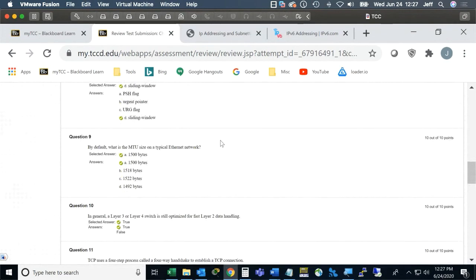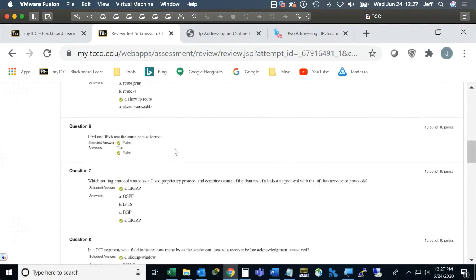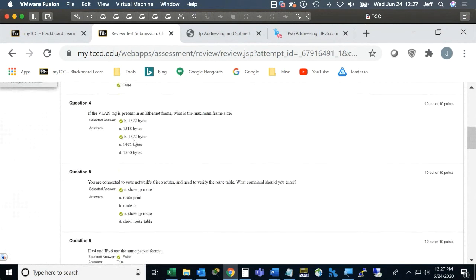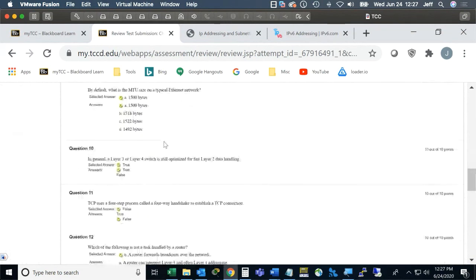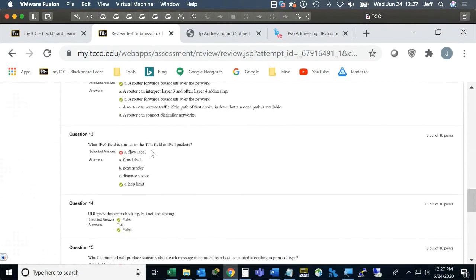The MTU size was 1500, and it was 1522 if the VLAN tag was on. That's what I thought. So that's good. Let's see here. Flow label. Oh, the hop limit. I'll admit, IPv6, I never had a chance to really use it because we made IPv4 work forever, and I never had to use IPv6 at work at all. So I'm still learning it.